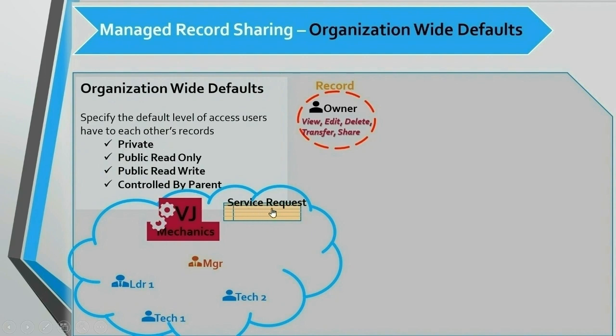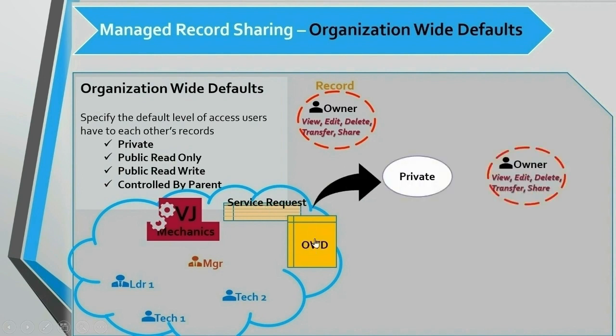For the service request object, for example, we are going to configure organization-wide defaults. If I select OWD, organization-wide default, on the service request object as private, only the record owner would get the complete access and each record will become private. That means no other user would be able to access it other than the owner. For example, if we have 4 records under the service request, only the owners would get the access, not other users.